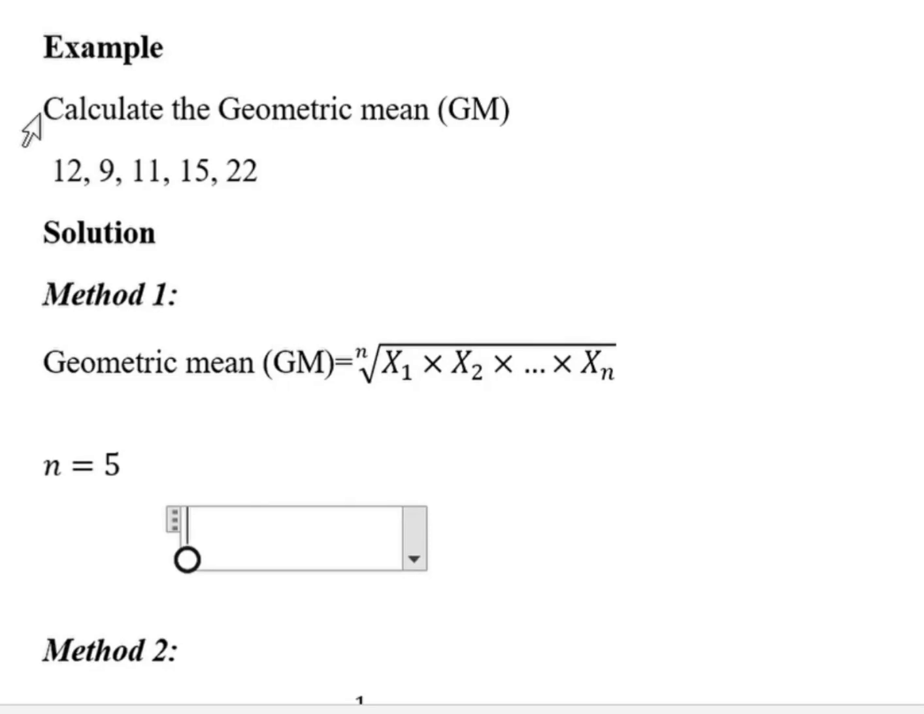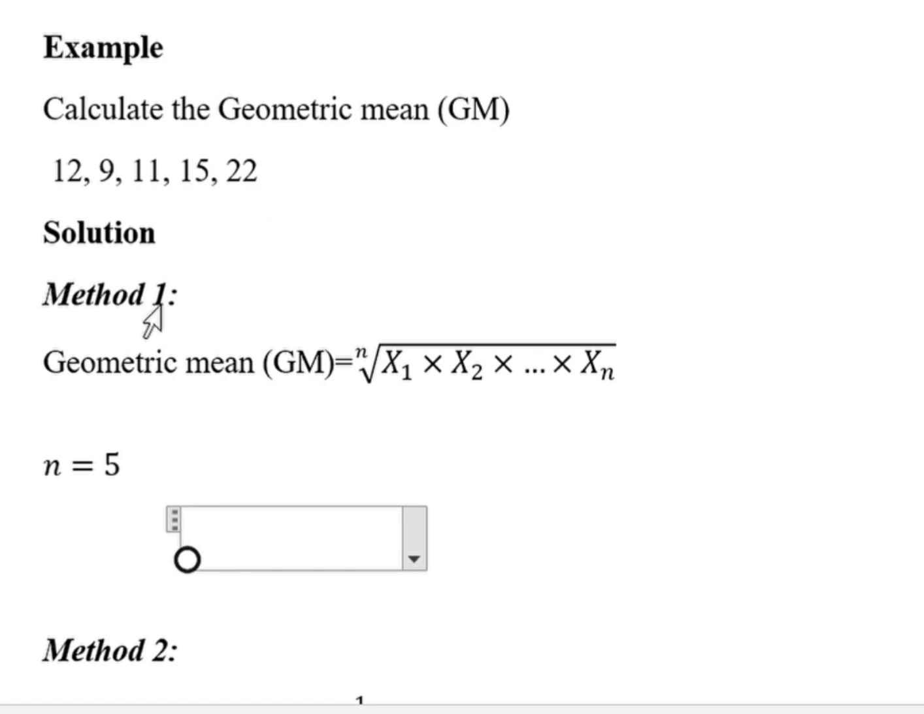This is how we calculate the geometric mean. Example: you have to calculate the geometric mean for 12, 9, 11, 15, and 22. You realize there are 5 values given here: 1, 2, 3, 4, 5.